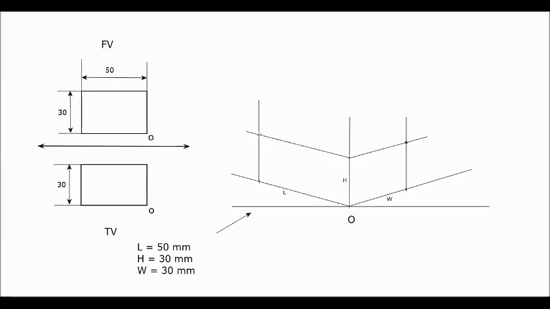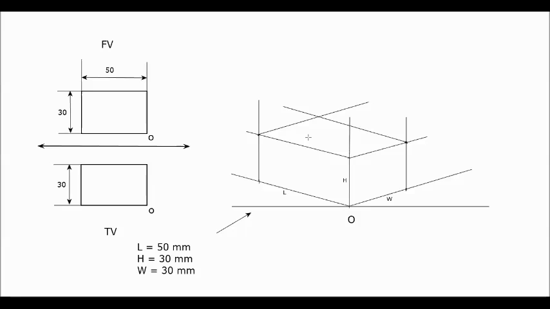Now through this point, you have to draw a line parallel to the 30-degree inclined line on which you have marked the width. In the same way, through this point, you have to draw a line parallel to the 30-degree inclined line on which you have marked the length. Now this completes the box, by using continuous lines or projection lines.